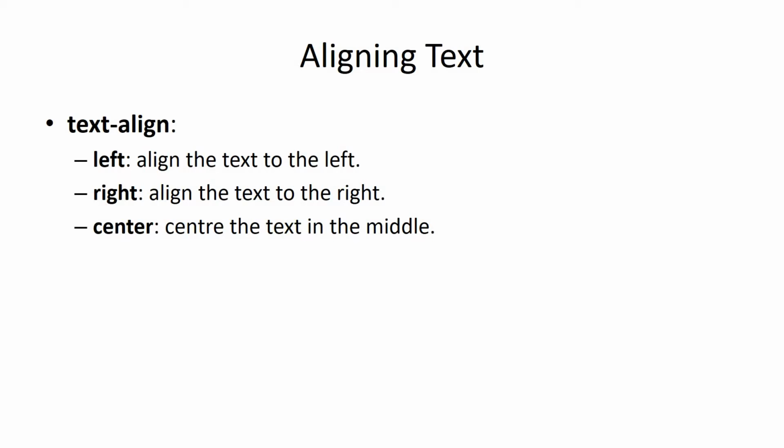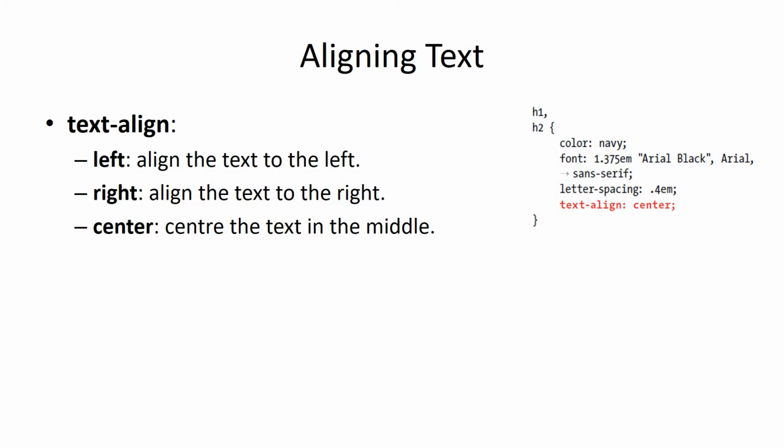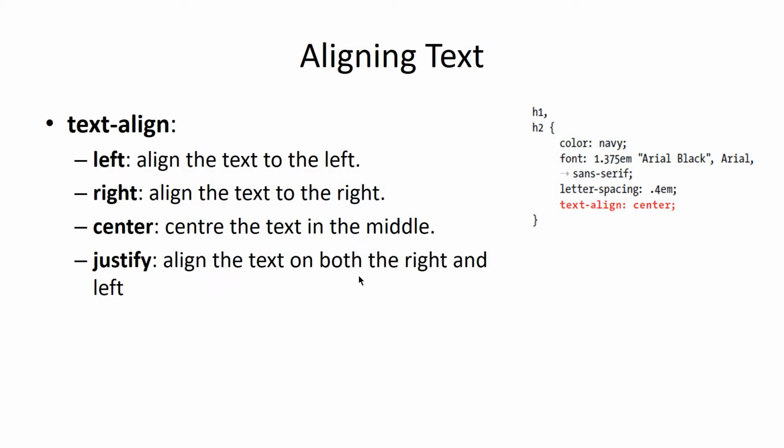Center puts them in the middle, which is probably the most common use for headings. Okay, you can have this example here, which sets text-align center for H1 and H2, and finally you can have justify, so align text on both left and right ends. To do that, you might need to increase a little bit the space between the words within each line. Okay, here we have an example where for the paragraph the text-align is justify.